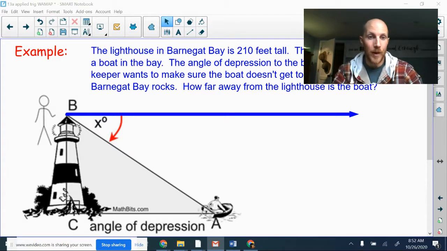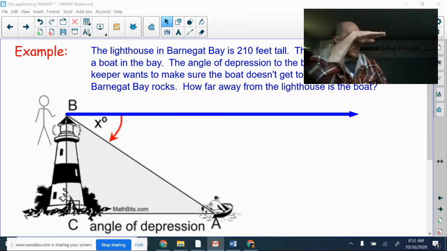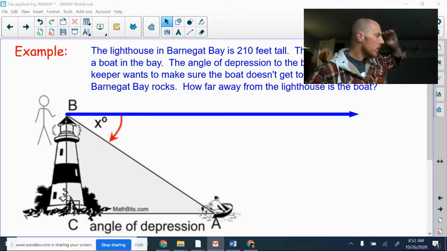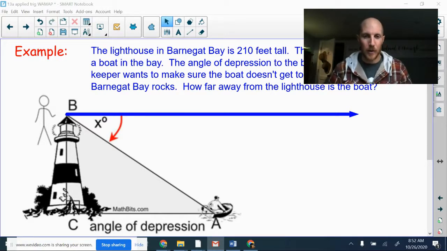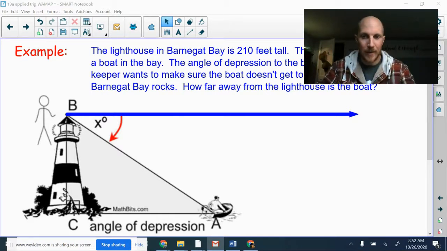Okay, let's do an example problem. The lighthouse in Barnegat Bay is 210 feet tall. The lighthouse keeper sees a boat out here in the bay floating in the water, and the angle of depression to the boat is 25 degrees. So we're going to look straight horizontal, see nothing. It's just blue sky and blue water out there. So if we turn our heads down 25 degrees, we're looking right at that boat.